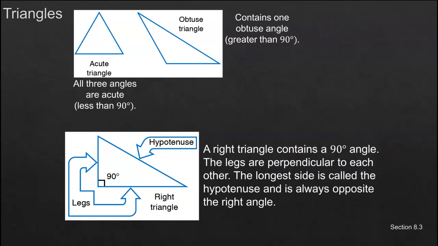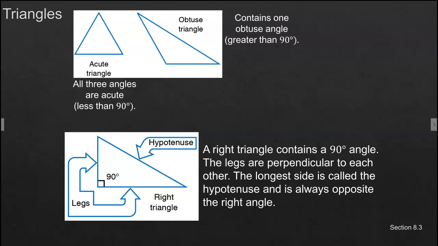Here's some more. So an acute triangle means that all the angles are less than 90 degrees. And then an obtuse triangle has one angle that's greater than 90. You can see that here, right there, right? That's the angle that's greater than 90, but of course the other two have to be less than 90 because the total is 180.